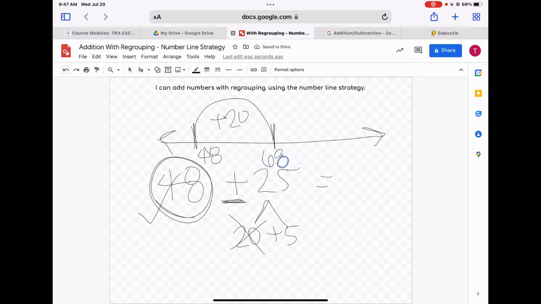Now I have 68 plus 5. Now I could bounce each one, 68, 69, 70, 71, 72, 73, so forth, and that would look like this. Or I could just do one little one. I could do plus 5, and that would land me at 73. So 73 is our total.